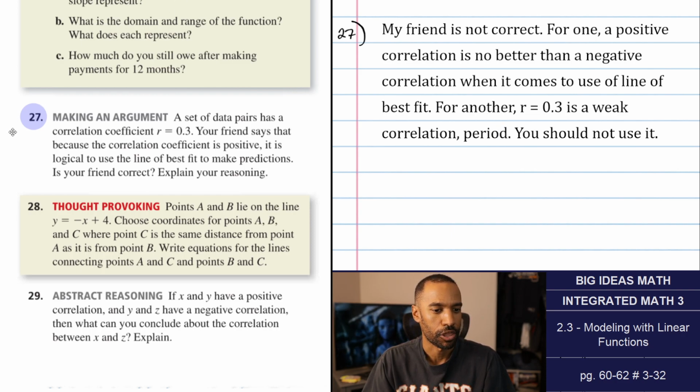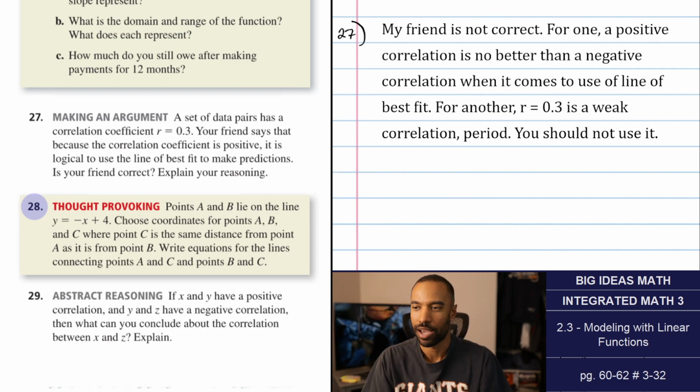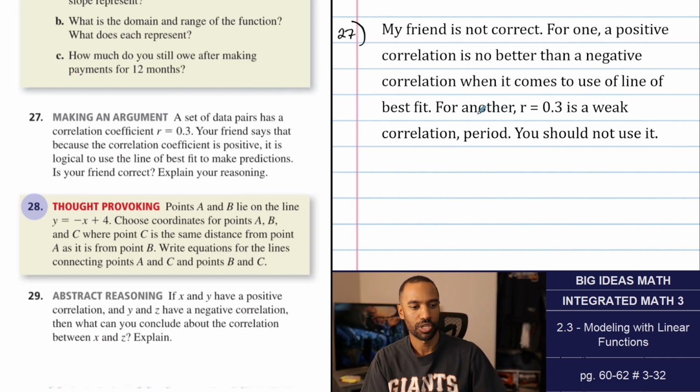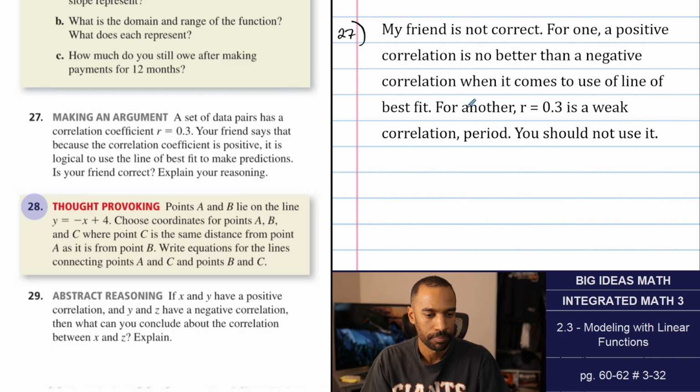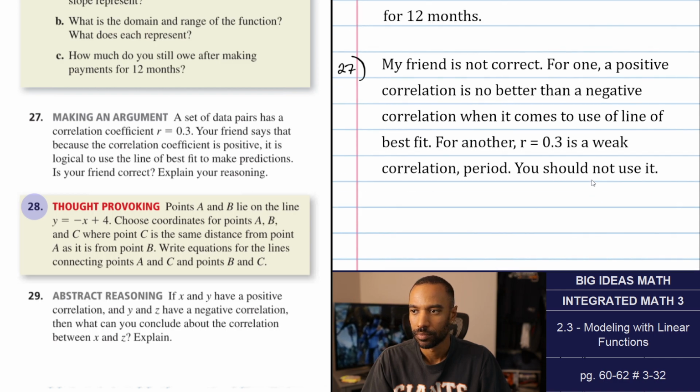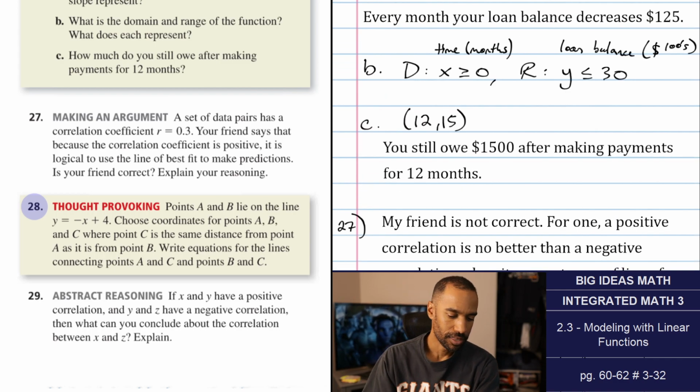All right, number 28, thought-provoking. Points A and B lie on the line y equals negative x plus 4. Choose coordinates for points A, B, and C, where point C is the same distance from point A as it is from point B. Write equations for the lines connecting points A and C and points B and C. Is C on the line as well?